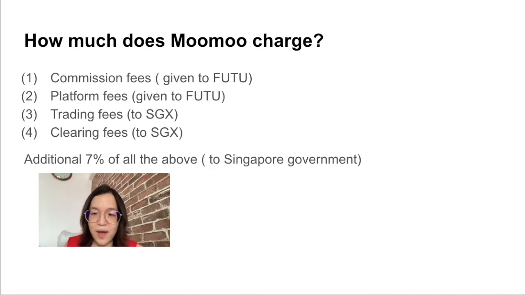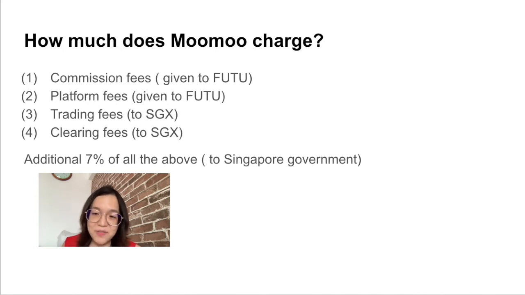Okay, so the payment is a bit different, because the commission fees and platform fees are absorbed by Futu Holdings themselves, which is the company running the Moomoo app. Okay, and then the third and fourth ones, the trading fees and the clearing fees, you're actually paying to SGX, which is the Singapore stock market itself. On top of that, there's another fee where you need to pay 7% GST of the total of all the above. That means the total sum of the commission fee, platform fee, trading fee, and clearing fees, 7% of the total goes to the Singapore government.